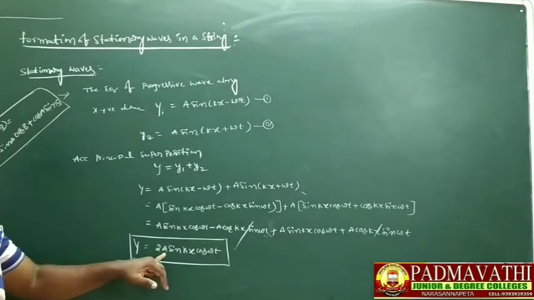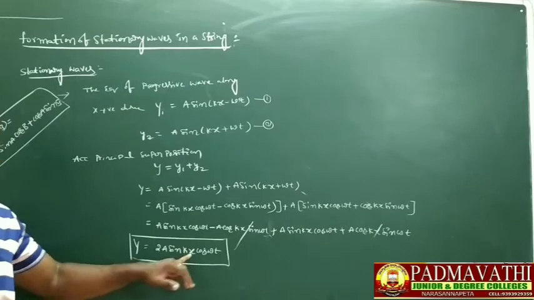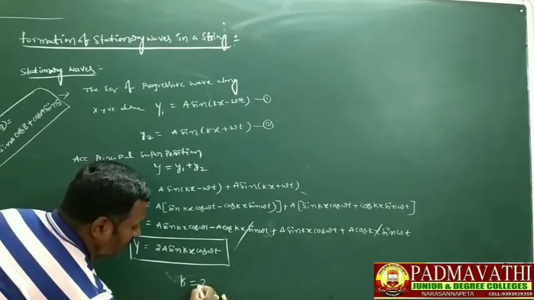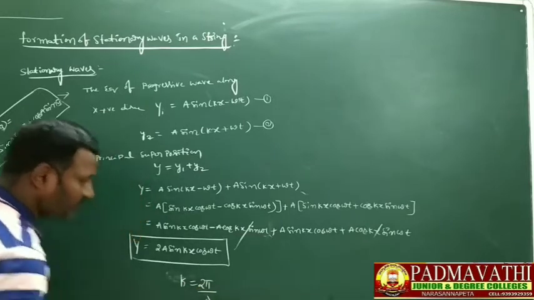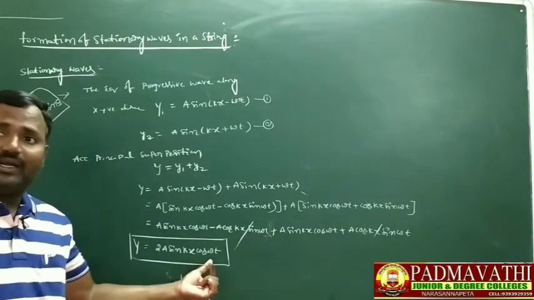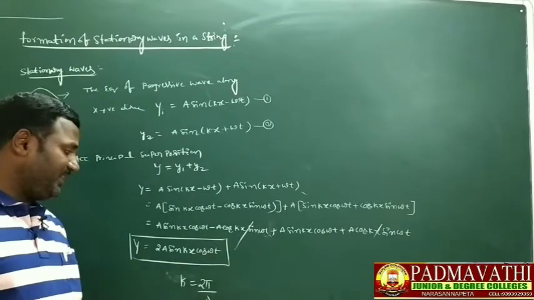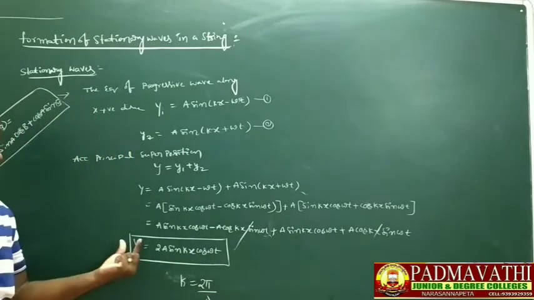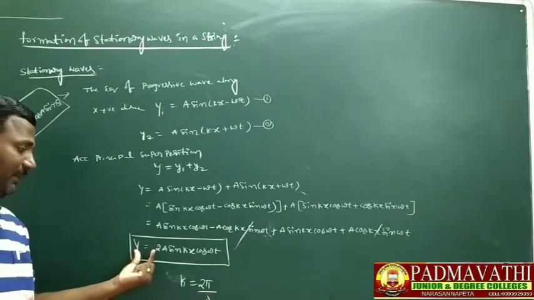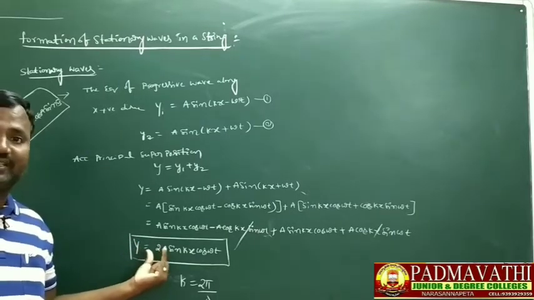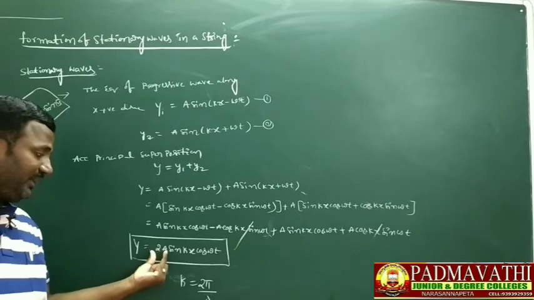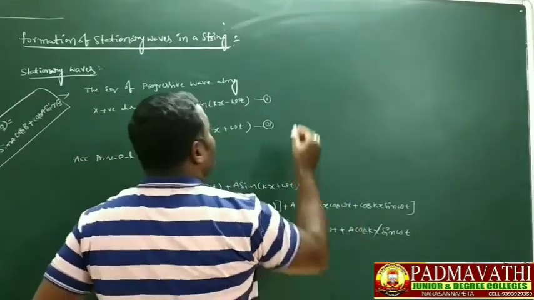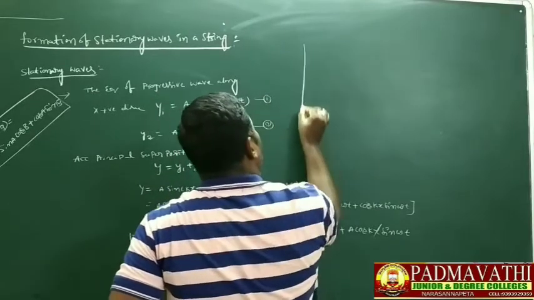Here a is the amplitude, k is a constant equal to 2 pi by lambda, t is time, and omega is angular velocity. The amplitude of the stationary wave depends on the position of the particle, that is x.